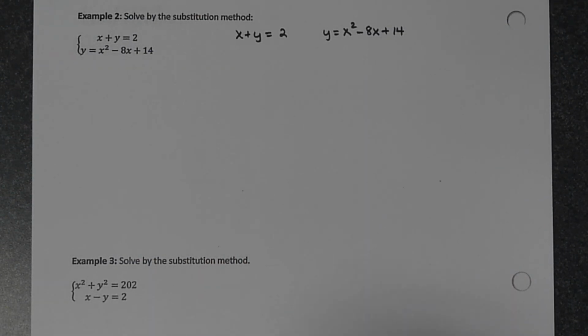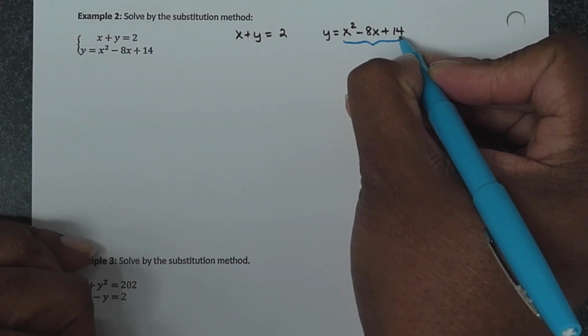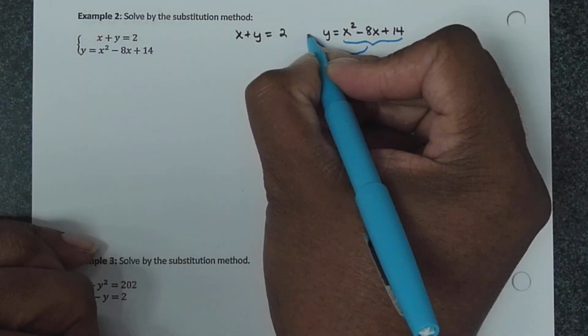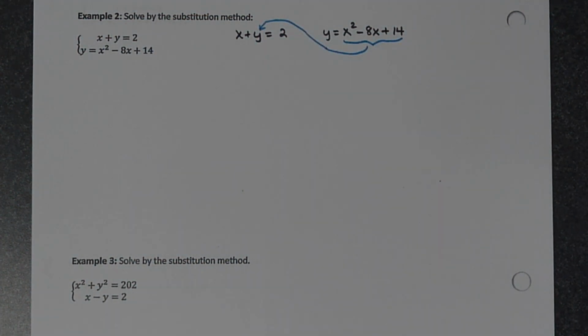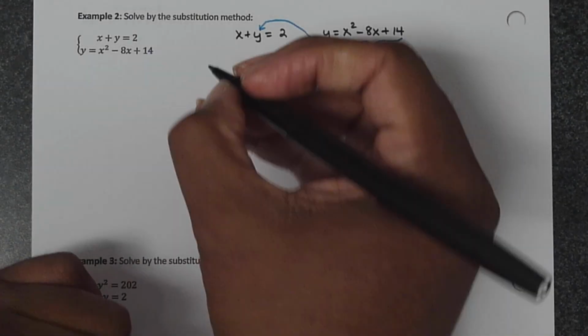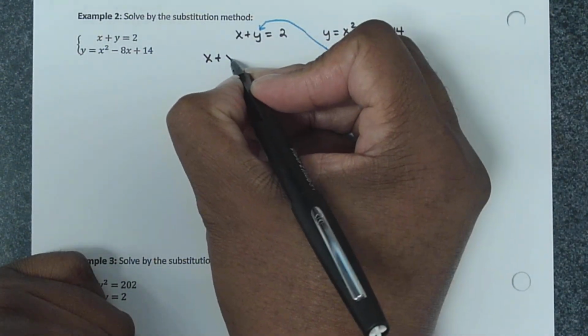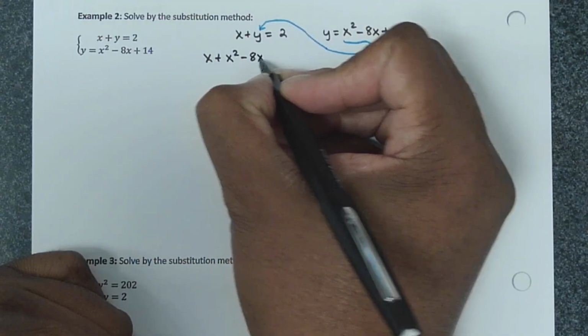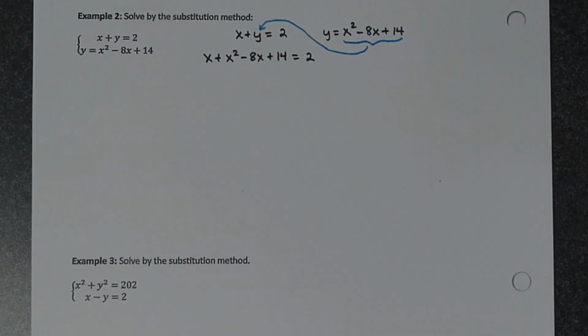So what I'm going to do there is take that x squared minus 8x plus 14 and substitute it for this y in the other equation, where I got x plus y equal 2. That y will be replaced with this x squared minus 8x plus 14. So here I'm going to have x plus the y. I'll substitute that with x squared minus 8x plus 14, and then that's equal to 2. So now I have an equation in a single variable.